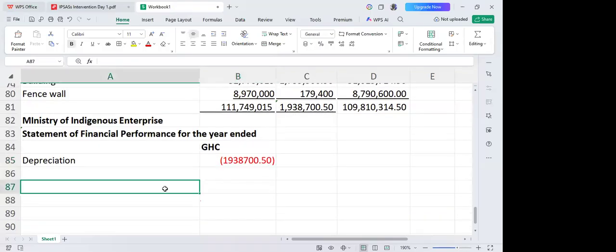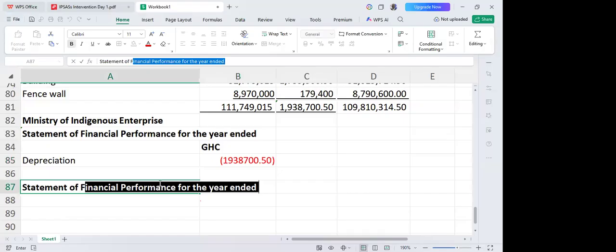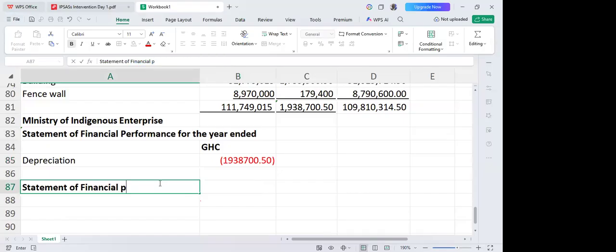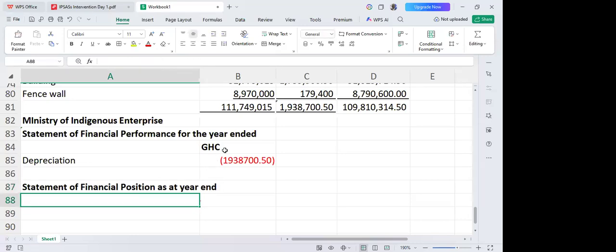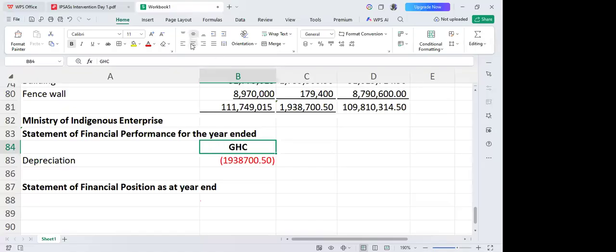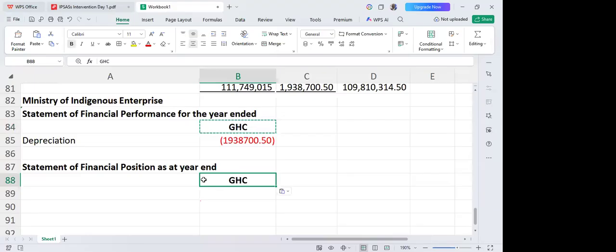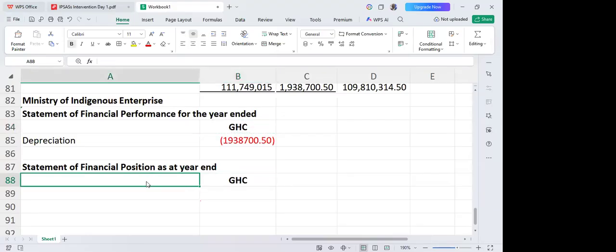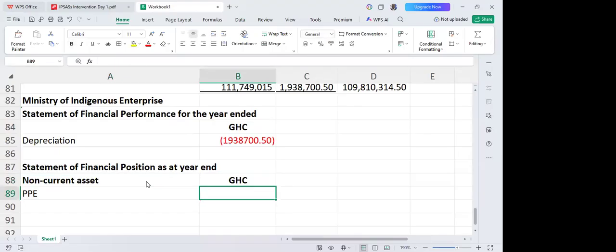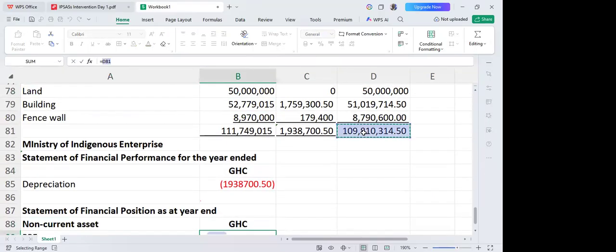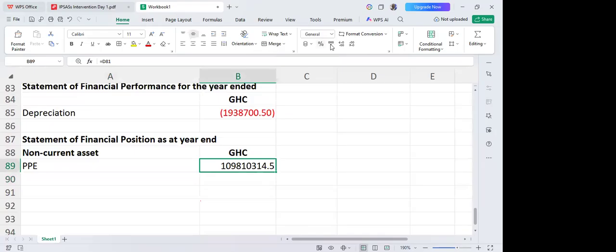And next will be the statement of financial position as at year end. Then you bring in non-current assets, PPE. So with the value we had here, we bring it in, and we are done.